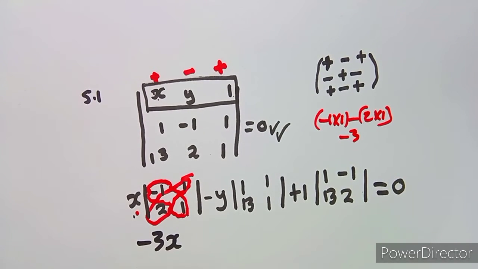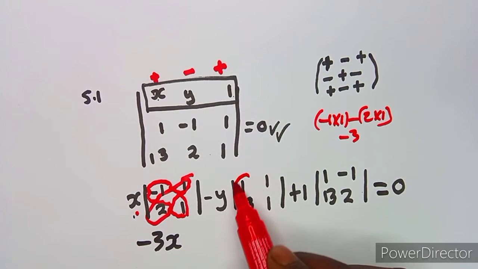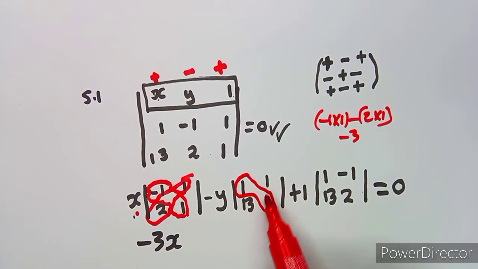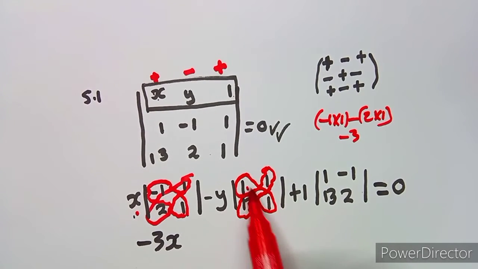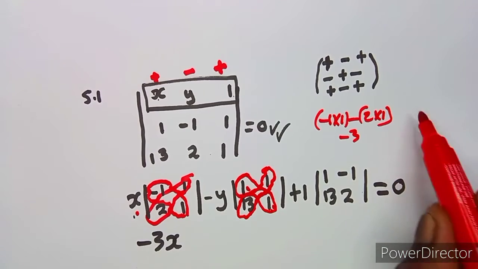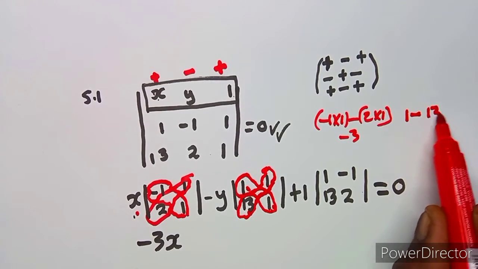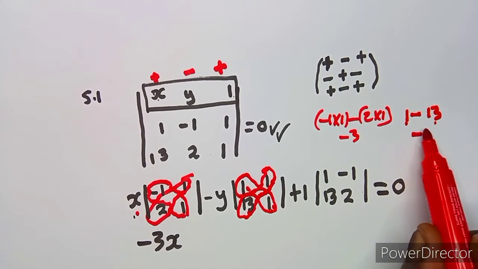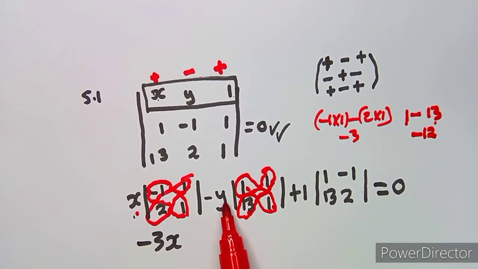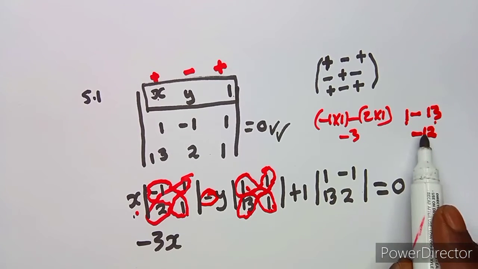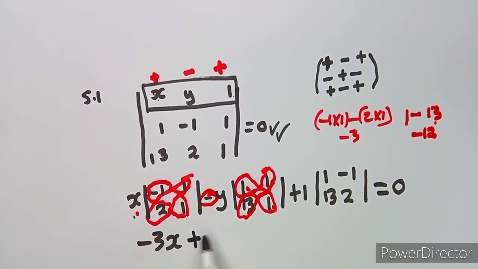You do the same here. The product of the major diagonal, this one, minus the minor diagonal, this one. So it's 1 times 1, which is 1, minus 1 times 13, which is 13. So 1 minus 13 is minus 12, times minus y. Take note, there's a minus there. So minus 12 times minus is a positive, so it's going to be plus 12y.